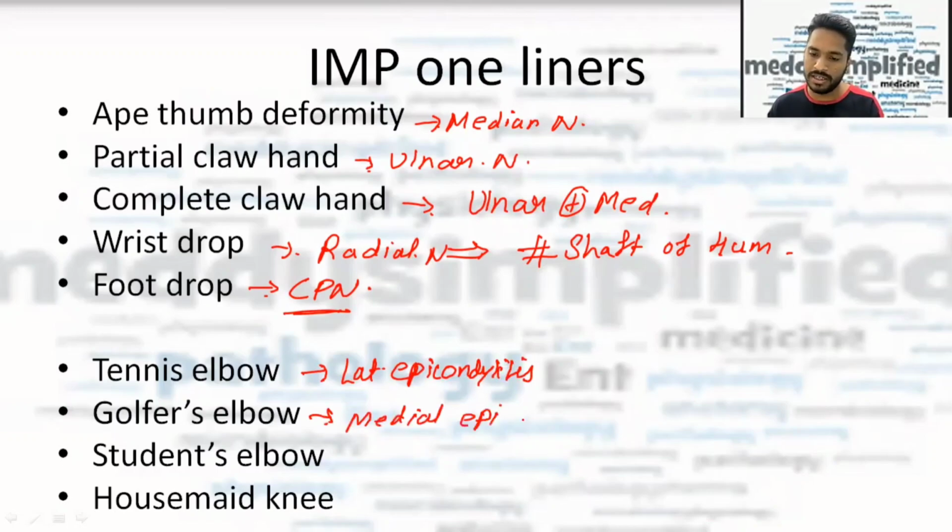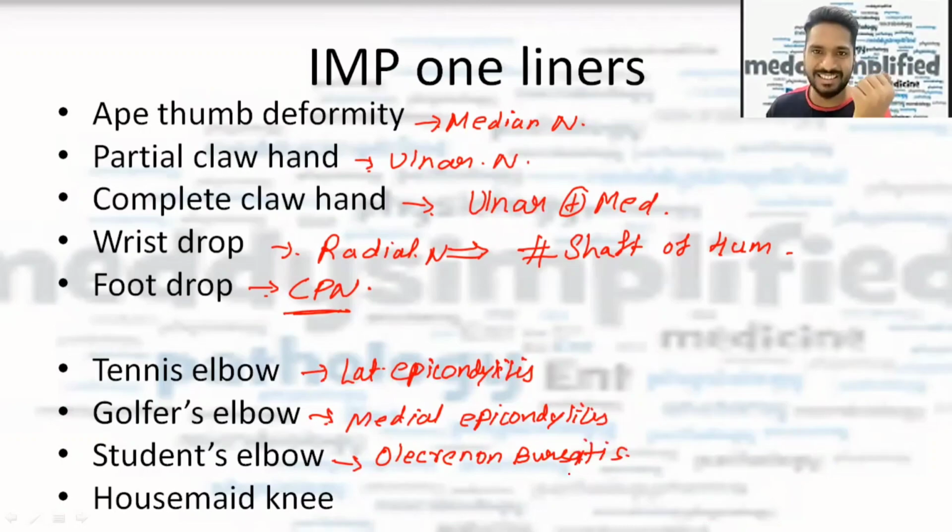Medial epicondylitis. Got it? Now, student's elbow, it is for bursitis. There is a bursa at olecranon called olecranon bursa. If that bursa is getting swollen up, it is called olecranon bursitis. It is called student's elbow because students usually keep their, I cannot show you right now, students, suppose this is the desk. Students usually keep their olecranon process on the desk, continuously. So it is under continuous stress, and this leads to swelling of that bursa called bursitis. This is known as student's elbow or olecranon bursitis.